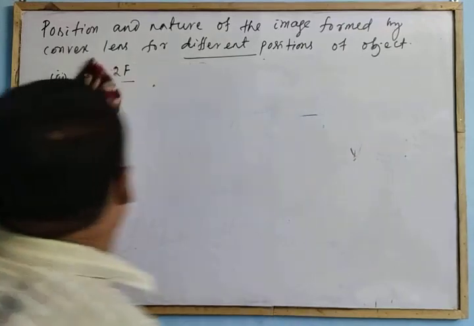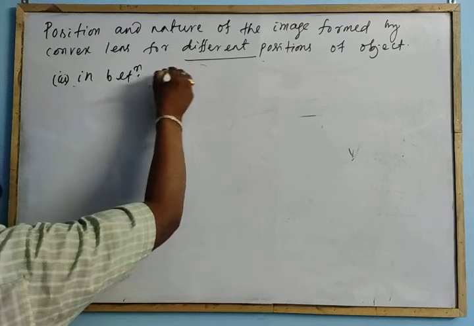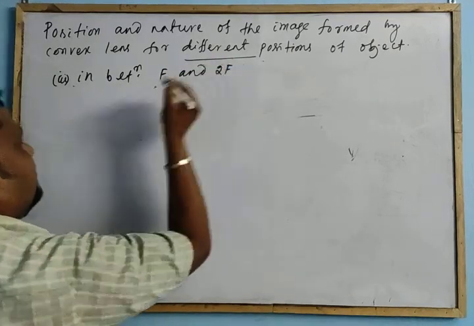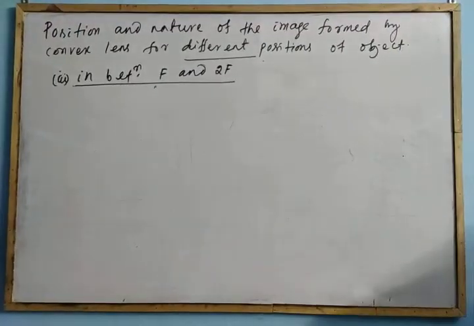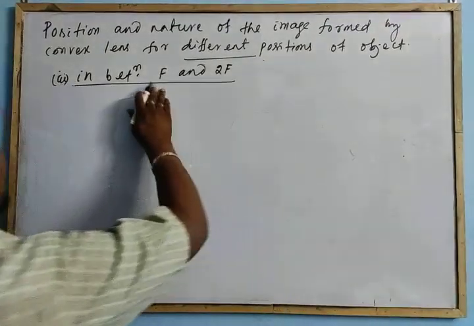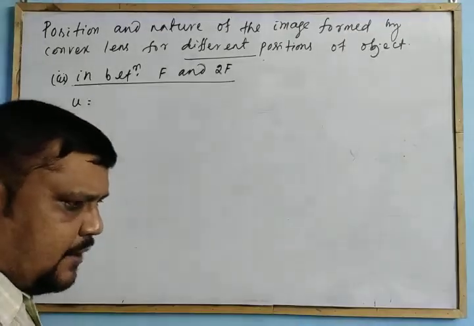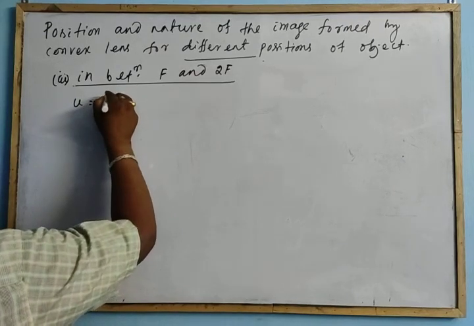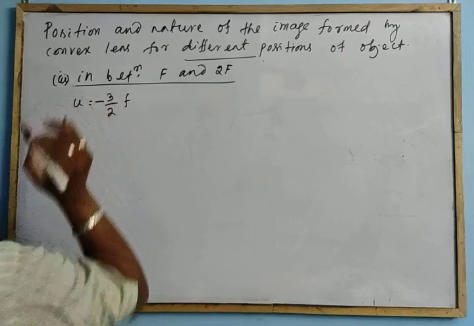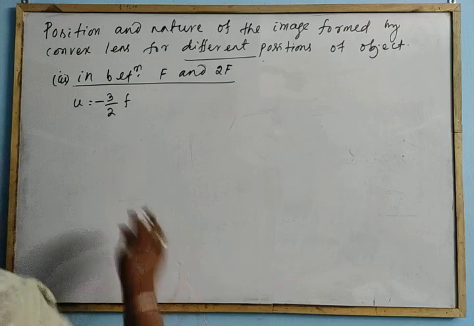In between f and 2f. Object is in between f and 2f. So in between f and 2f means, let me take u is more than 1 time focal length, less than 2 times focal length. So let me take u as minus 3 by 2 f. It is greater than f, less than 2f. u is equal to this one.